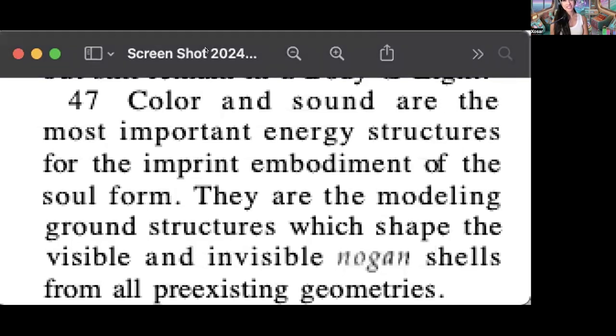Both of these are from the book Keys of Enoch, channeled by J.J. Hurtak. So the first quote is: Color and sound are the most important energy structures for the imprint embodiment of the soul form. They are the modeling ground structures which shape the visible and invisible Nogon shells from all pre-existing geometries.